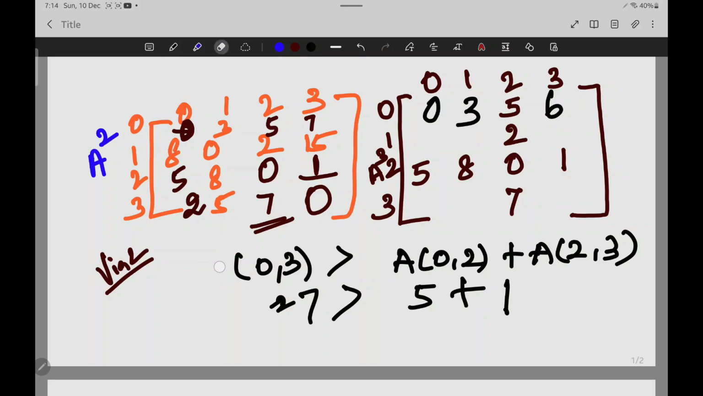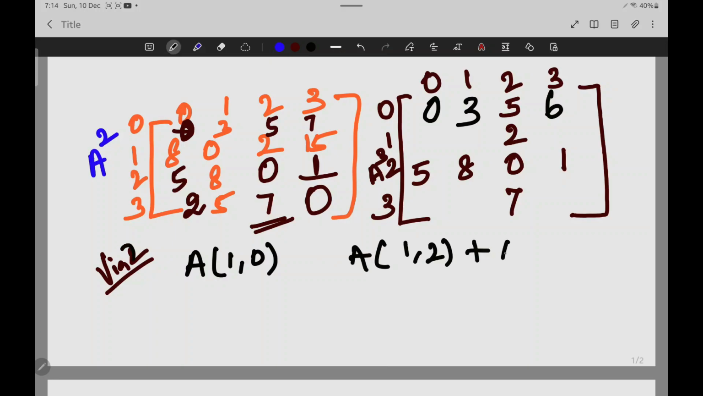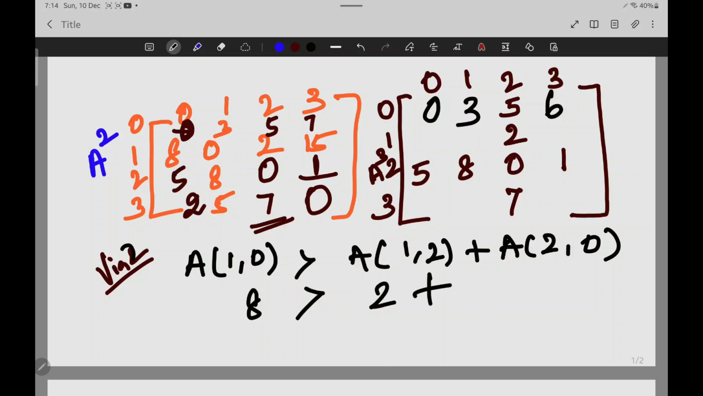So we are having now the new value we are getting, it is the minimum value. So that value is replaced. So now 1 comma 0 via 2. So A of 1 comma 2 plus A of 2 comma 0. 1 comma 0 is 8. 1 comma 2 is 2. 2 comma 0 is 5. So we are getting 7. So this value is also minimized.